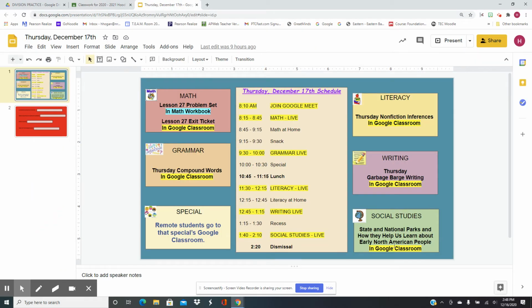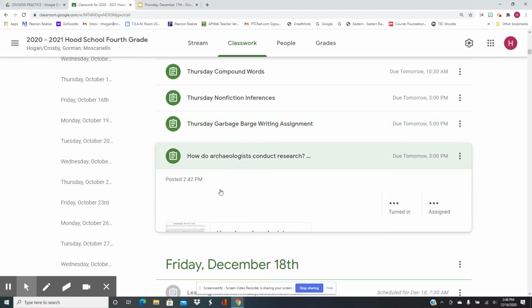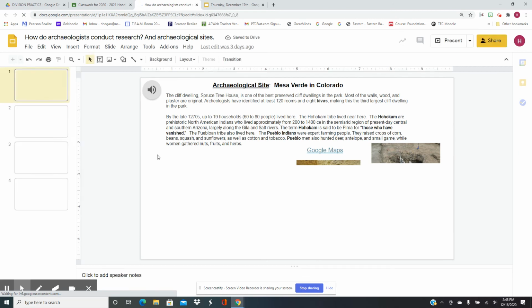And then recess. And then finally, you're going to learn about some state and national parks and how they help us learn about ancient peoples. So this is some slides, and there are some Google Maps.